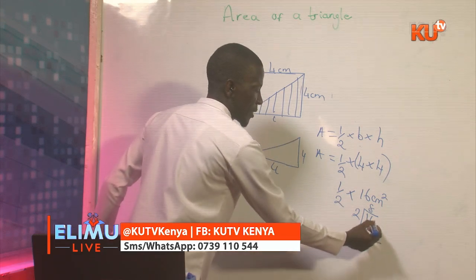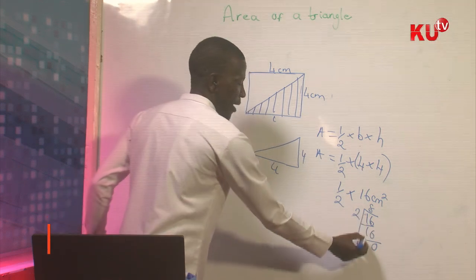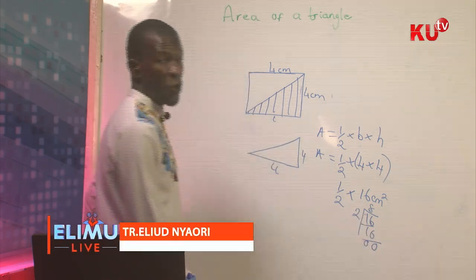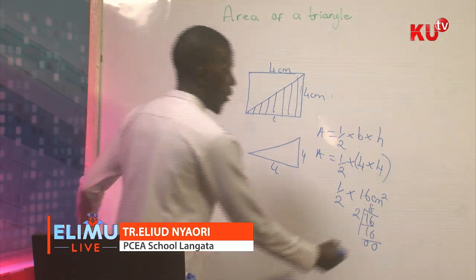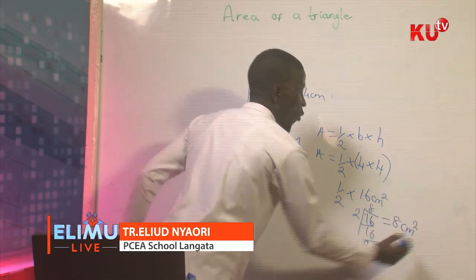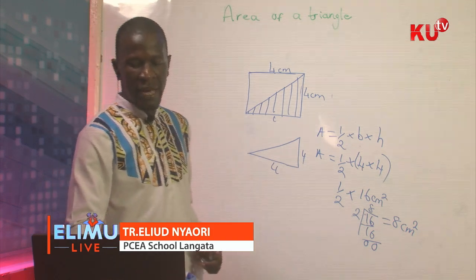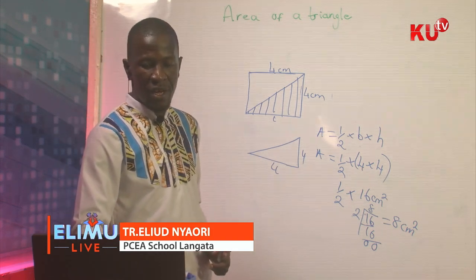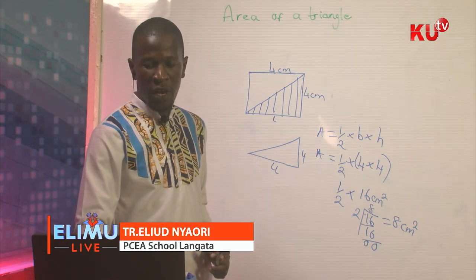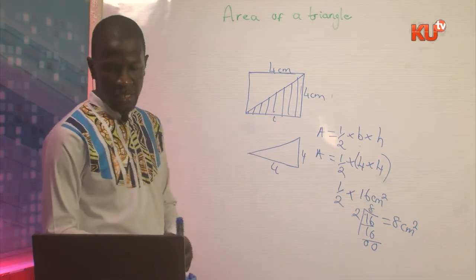Then you subtract to get 6 minus 6 is 0. 1 minus 1 is 0. So what will be our answer? Our answer will be 8 centimeters square. Remember the formula and the unit, which is very critical. Ensure you use the correct unit.